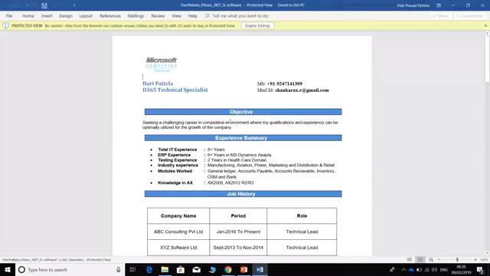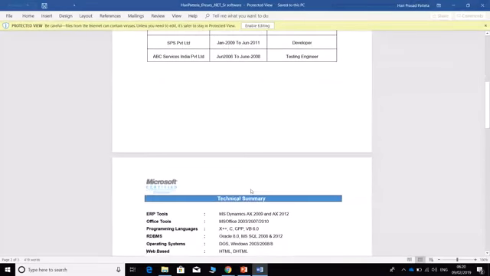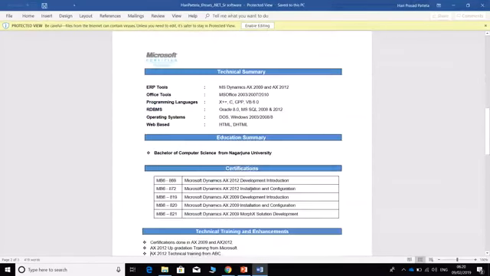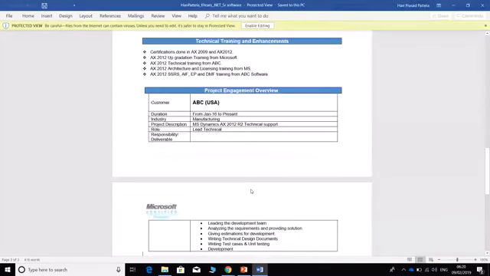Yeah, if you see here, the experience profile objective is this, and total experience is this, and ERP experience and knowledge, and company-wise what you did, and technical summary, bachelor degree, and if you have any certification, training.